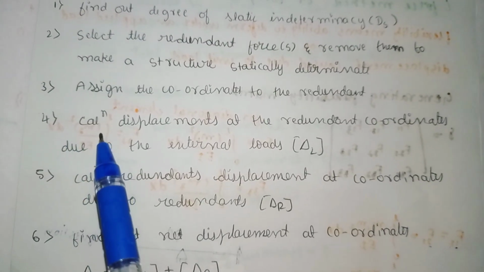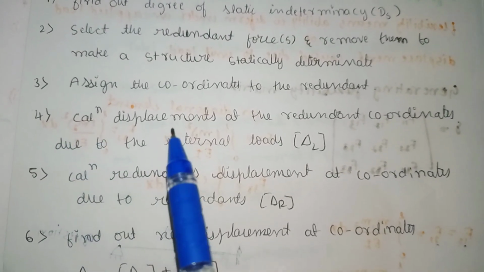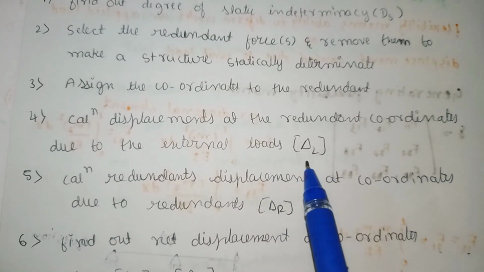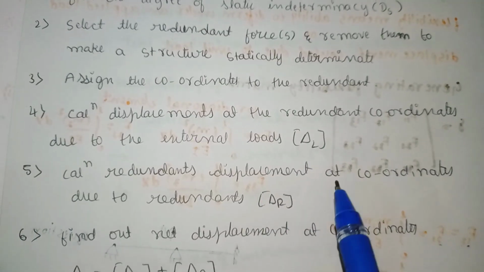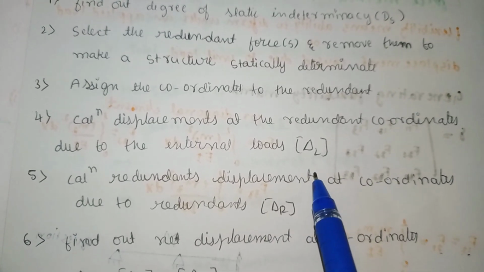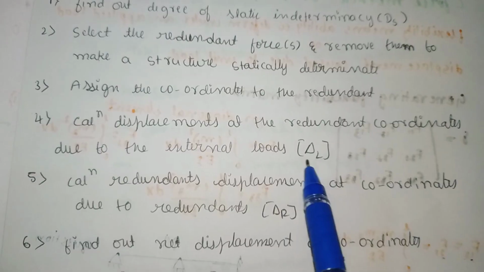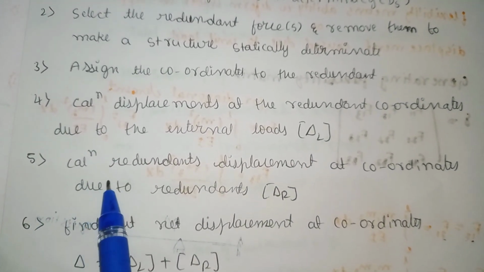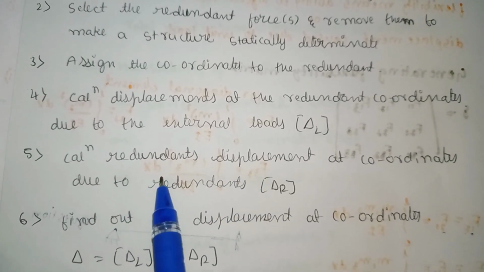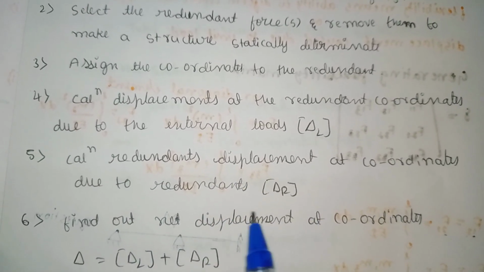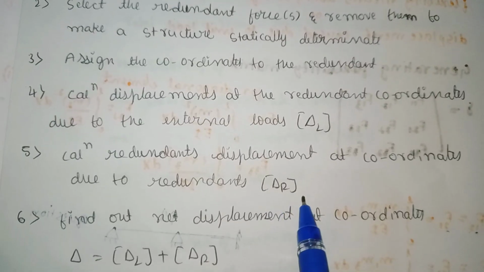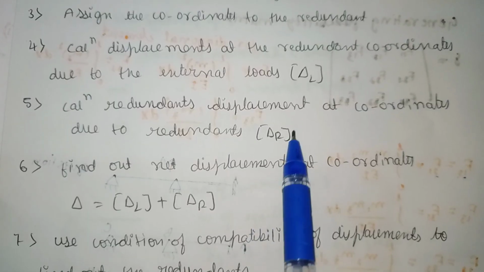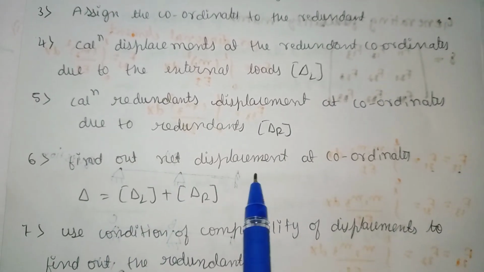Step number 4 is the calculation of the displacement at the redundant coordinates due to the external load, denoted as delta L. While analyzing the problem, I will tell you in detail how to find the displacement. Step number 5 is the calculation of the displacement at the redundant coordinates due to the redundants, denoted as delta R. And step number 6 is to find the net displacement by adding these two.